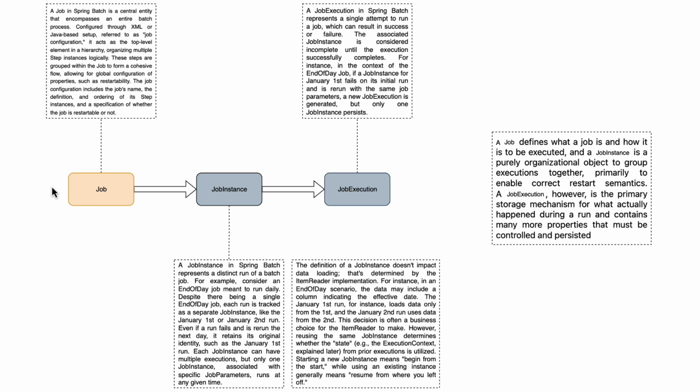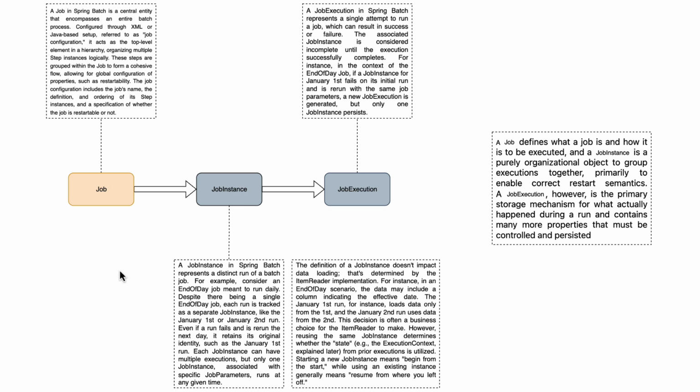These steps are grouped within the job to form a cohesive flow, allowing for global configuration of properties, such as restartability. The job configuration includes the job's name, the definition and ordering of its step instances, and a specification of whether the job restarts or not. Then within a job, we have a job instance.